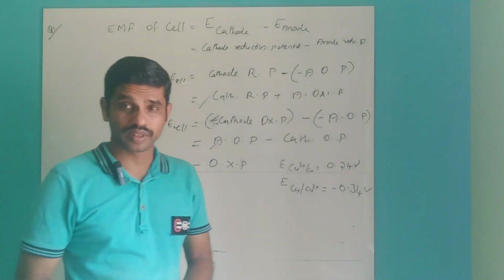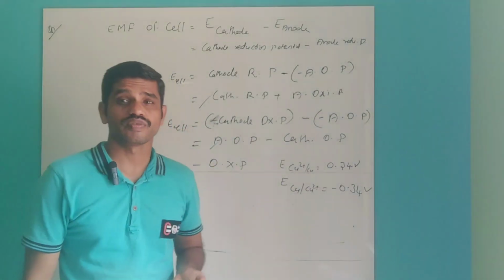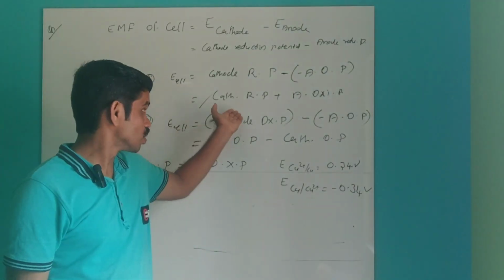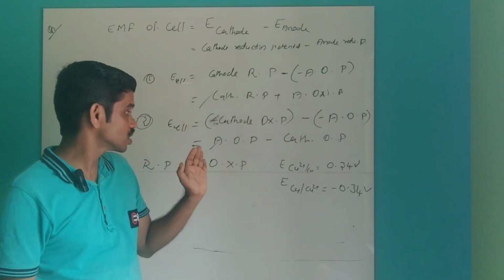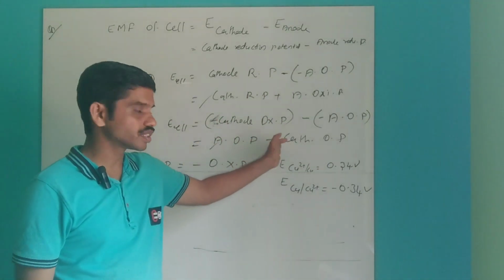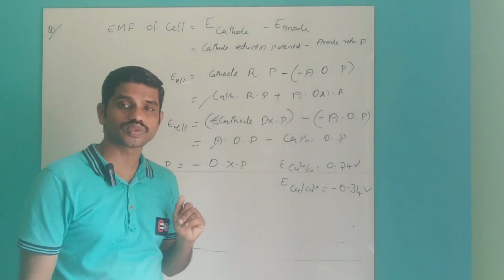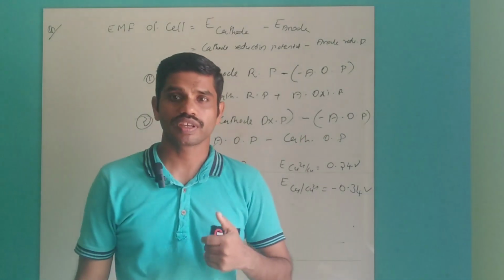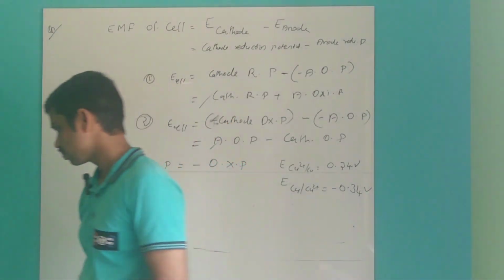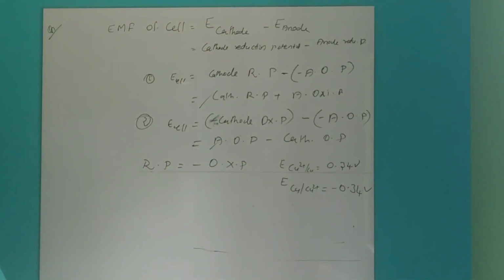So this is another question: what is the correct way of representing the EMF of the cell? Cathode reduction potential plus anode oxidation potential. Second option, anode oxidation potential minus cathode oxidation potential. These two ways we can use to represent the EMF of the cell, right? Yes.